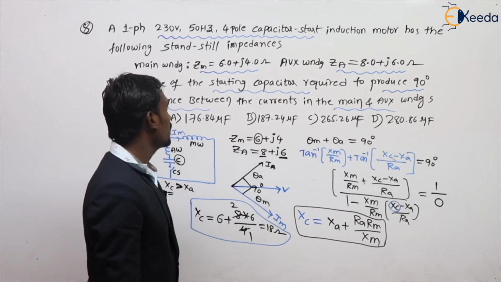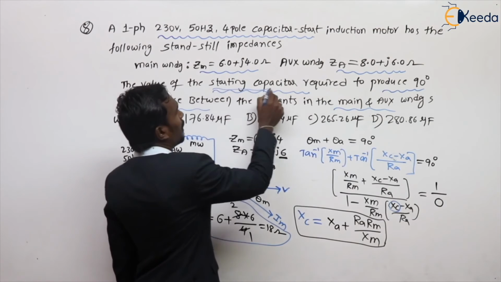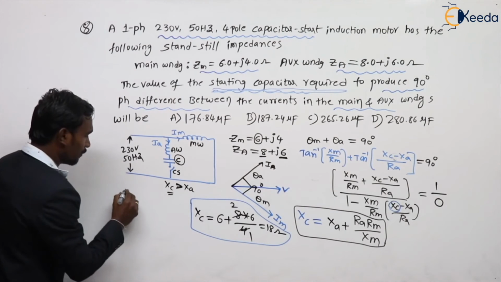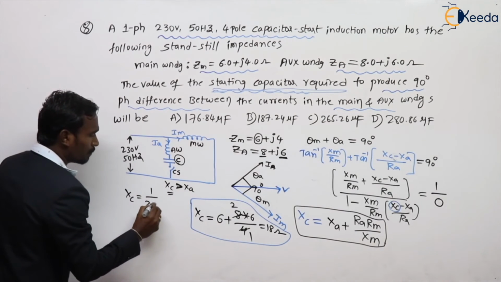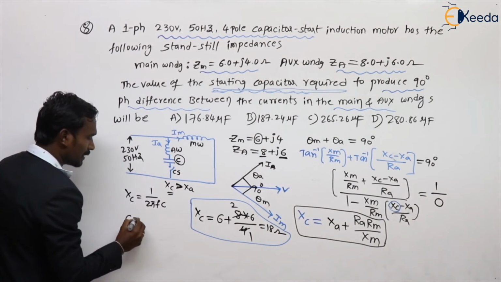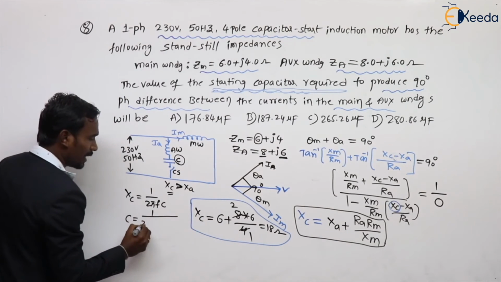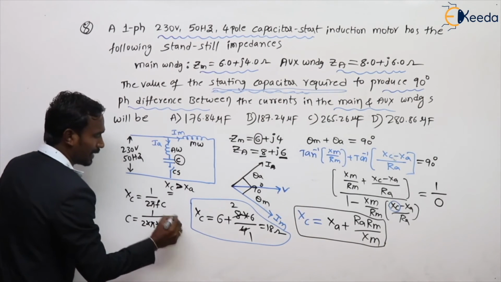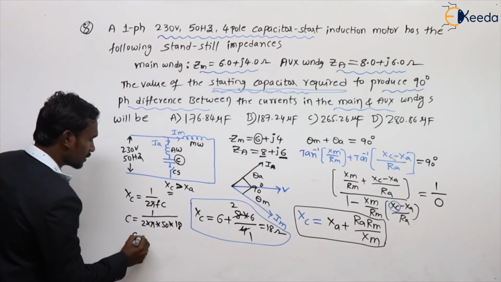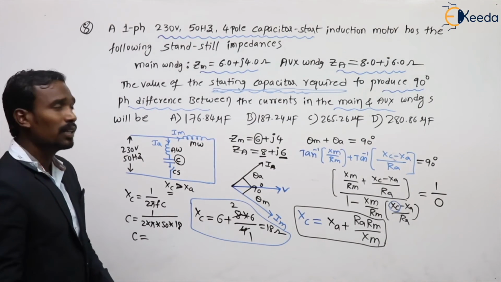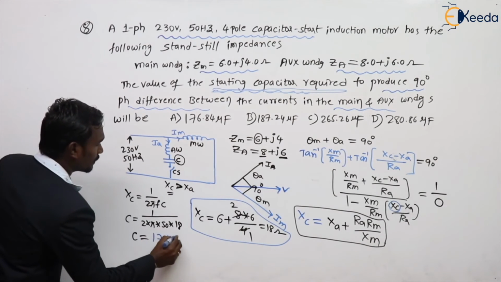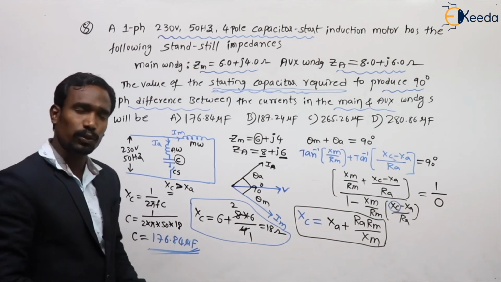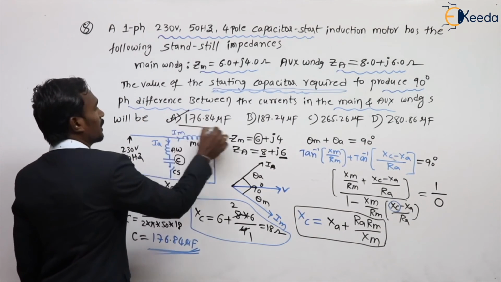But what we want, according to the question, is the capacitor required. How much capacitor is required? We know XC is equal to 1 by omega C, so C is equal to 1 by XC, that is 1 by 2 pi F and XC. XC is 18. If you calculate this, you can get the answer 176.84 microfarads. Option A is the correct answer.